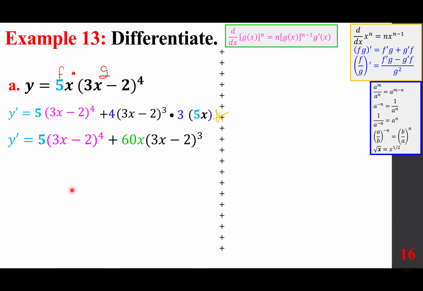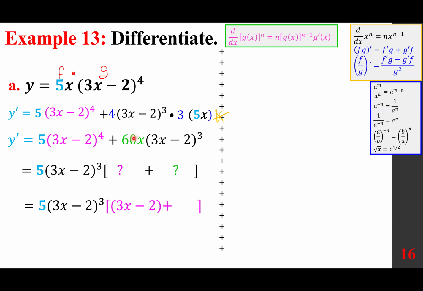The common factor is 5 as well as (3x minus 2). This one has exponent 4. This has exponent 3. So we go with the smaller of the two and it becomes 5 times (3x minus 2) cubed. So if I divide this one by this one, I just get 3x minus 2. And if I divide 60x by 5, because this goes away, I get 12x.